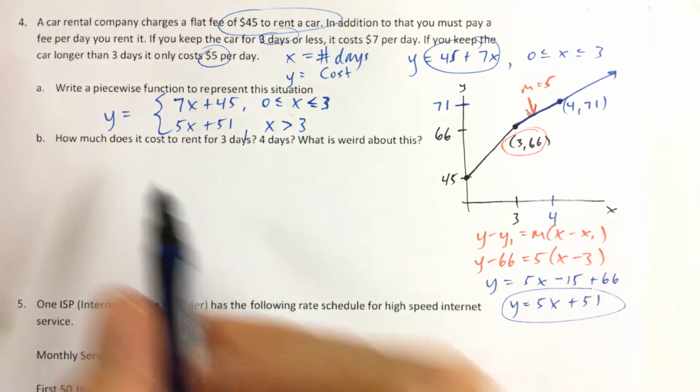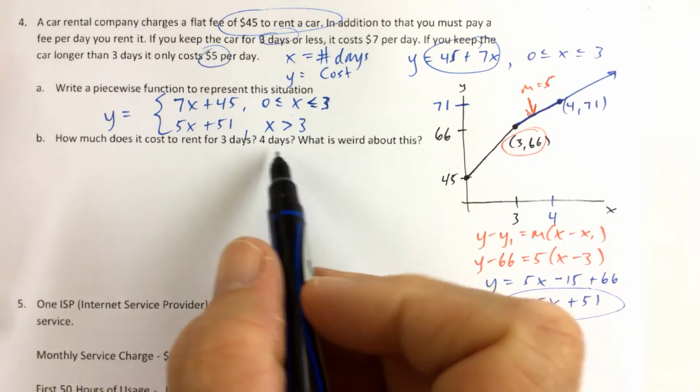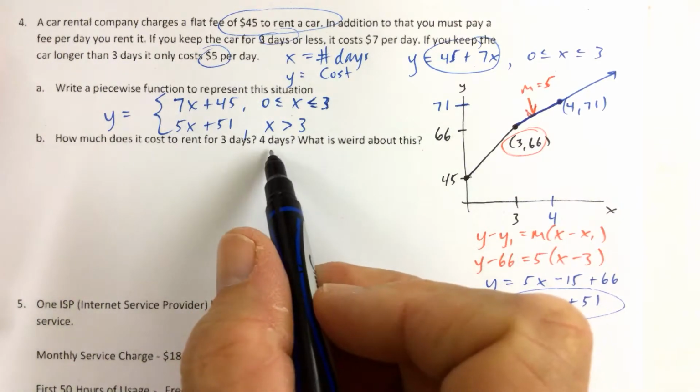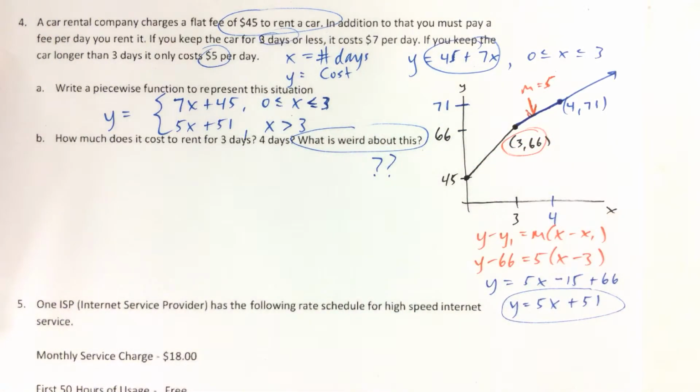And then how much does it cost to rent for 3 days? We already talked about that, and we already talked about what it would cost to rent it for 4 days. And I don't know what in the world is weird about this. I have no clue about that. I did not create this worksheet, but maybe you guys can help me understand what might be weird about this. So nothing seems weird to me. Help me out, though, if you find something.